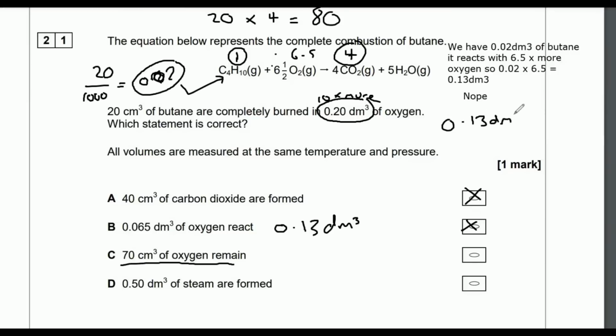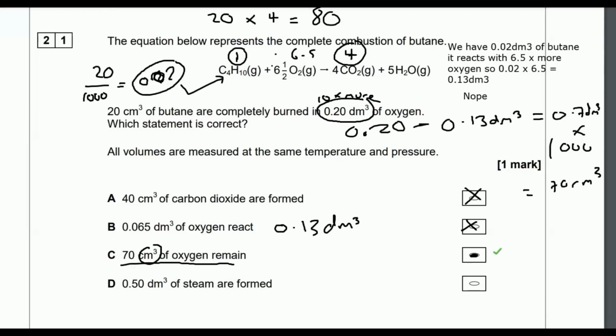Let's check it out. Well, if we know that 0.13 decimeters of oxygen are used and there are 0.20 at the start, take 0.13 from 0.20 and we get 0.07 decimeters. Times 1,000, folks, to put into centimeters, and it equals 70 centimeters cubed. So yes, C is the correct answer.